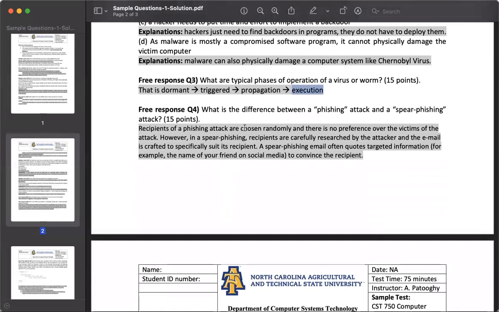So free response question 4. Any question? Okay. Free response question 4. What is the difference between phishing attack and spear phishing attack? We have phishing and spear phishing. Both of them mean that you receive an email with some bad URLs or bad links in them, which are waiting for you to do something.